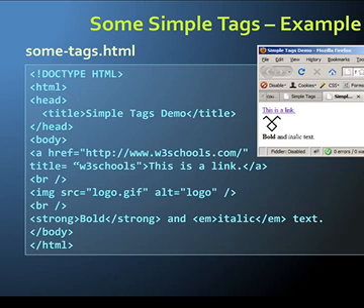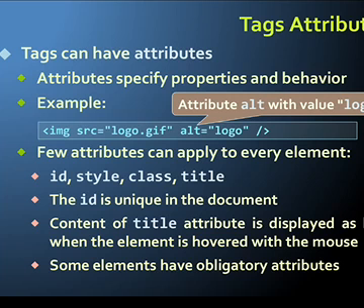So this is the tag attributes. Tags can have attributes. Attributes specify the properties and behaviors of the element. Attribute alt with value logo. See the example.